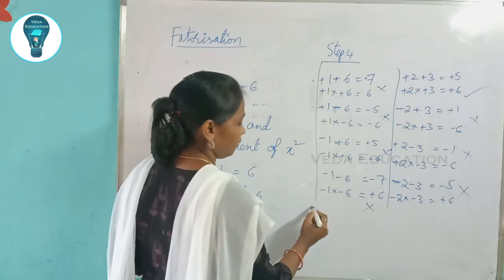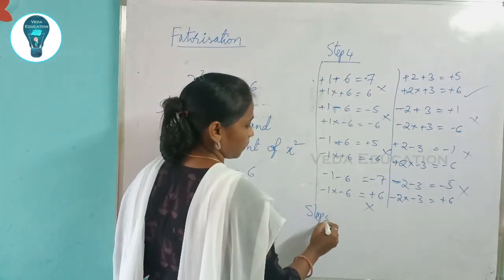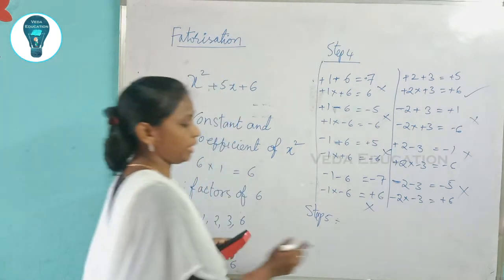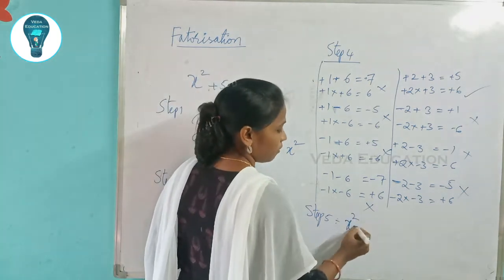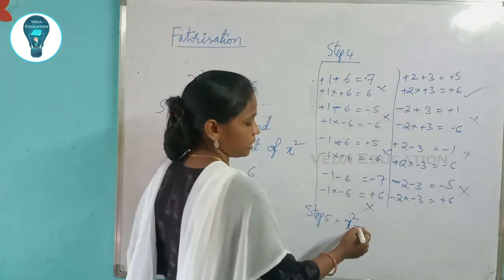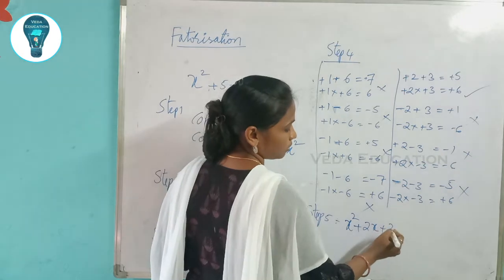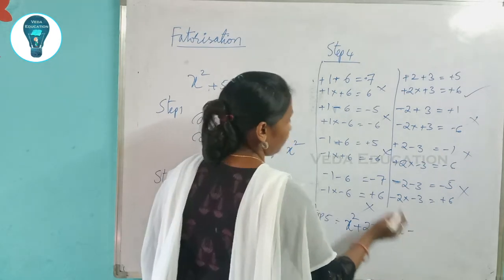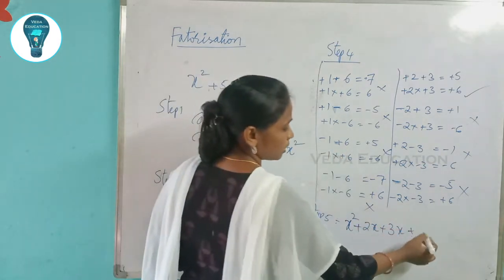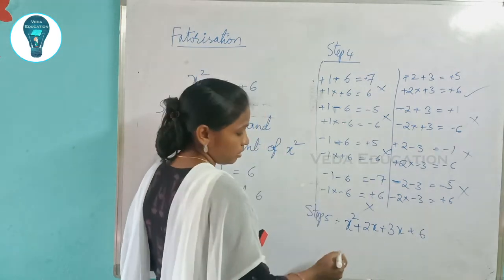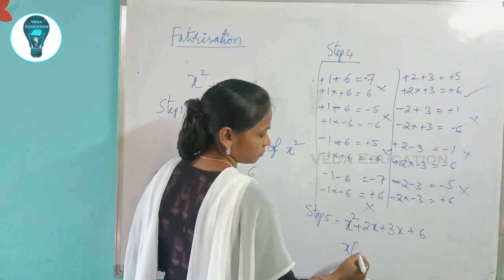Now for step 5, splitting that plus 5x. Middle term, we are splitting x square. Which numbers are possible? Those numbers we are considering here: plus 2x plus 3x. And what is the constant here? Plus 6. Okay, plus 5x we split it. Got it?